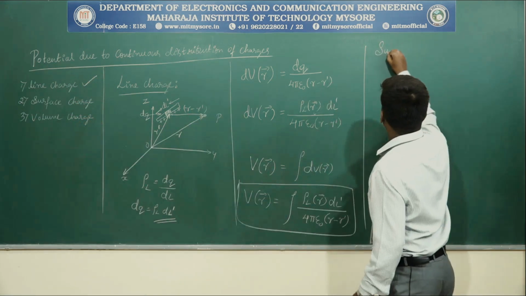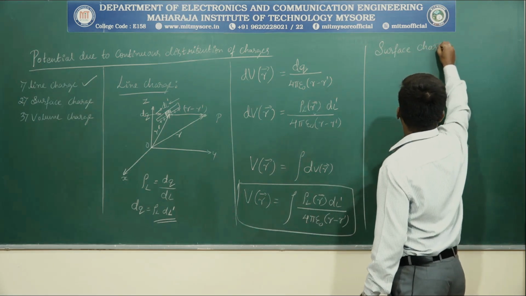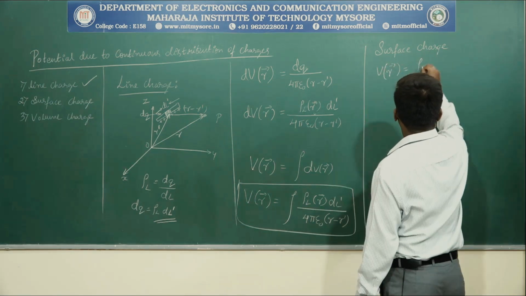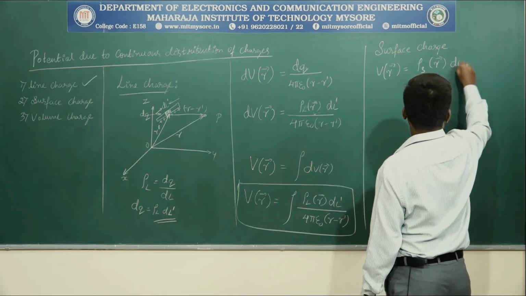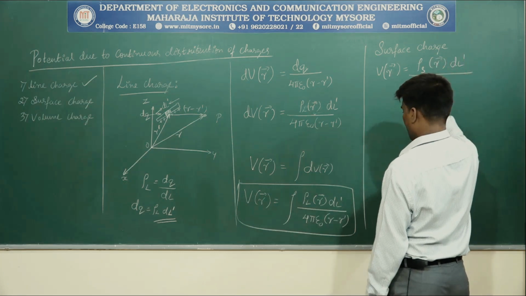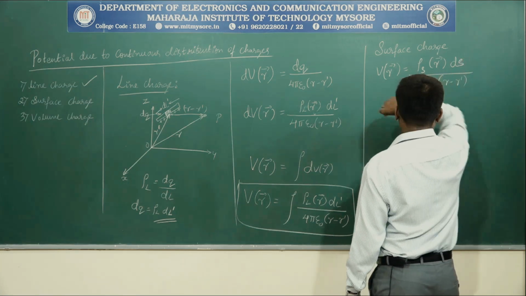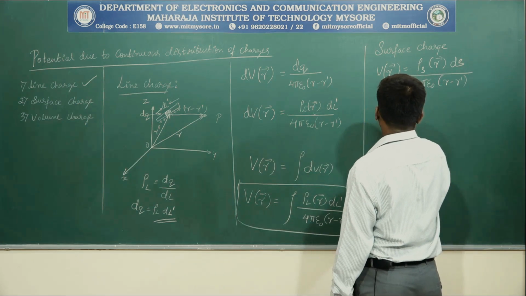For surface charge, V is the integral of rho s ds dash divided by 4 pi epsilon naught |r minus r dash|. Okay, and similarly we get the expression for volume charge.